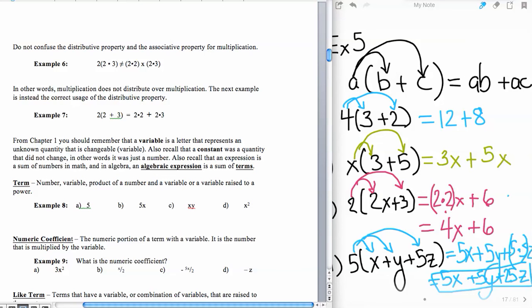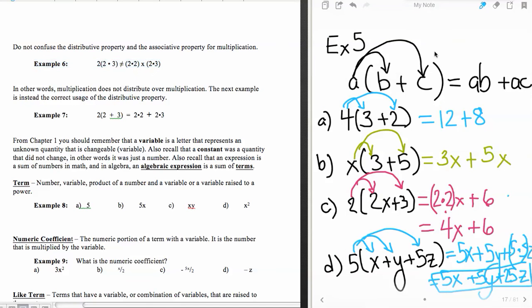Now your book wants to make really sure that you do not confuse distributive and associative property. And so that's what example 6 is about here. So you see 2 times 2 times 3 does not equal 2 times 2 times 2 times 3. Multiplication does not distribute over multiplication. It only distributes over addition like we've been seeing.